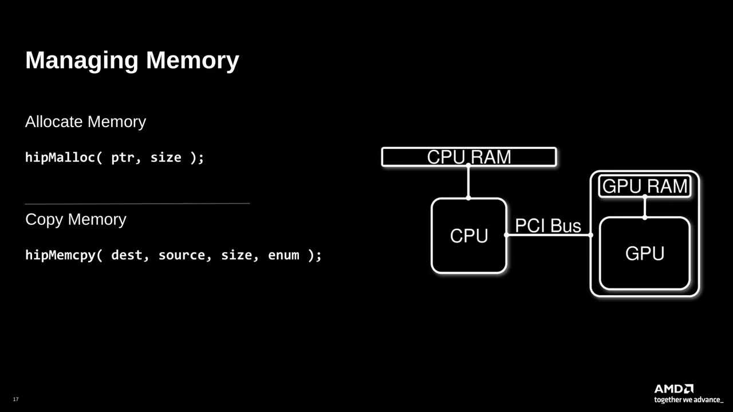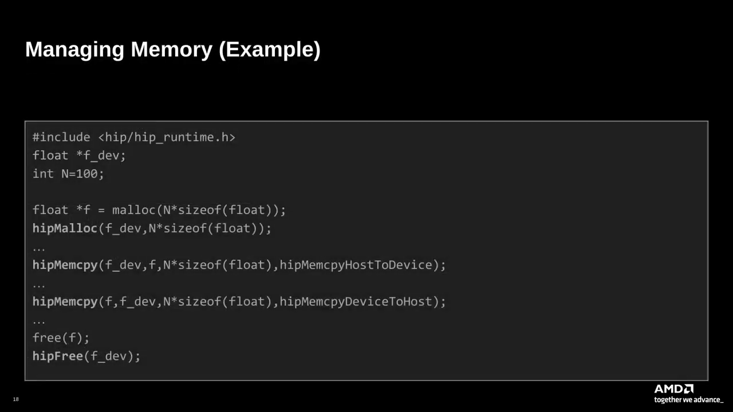The hipMemcpy API expects two pointers as arguments, the destination pointer as well as the source pointer, the amount of data that you want to copy, and then an enumerator that indicates the direction the copy is going. When you reach the end of your code or you no longer need access to a GPU pointer, you can free that pointer simply by calling hipFree. So let's take a look at a very simple example of how this might work.